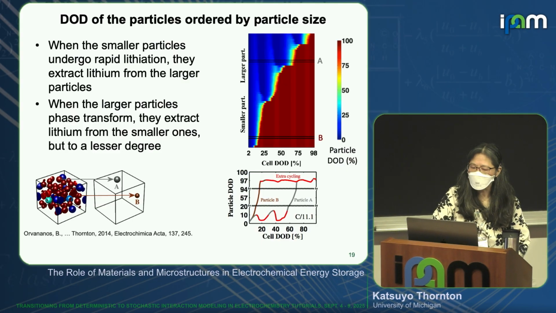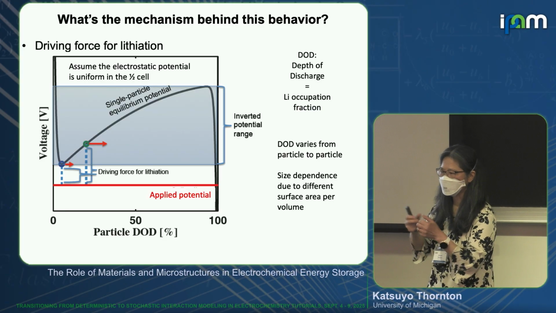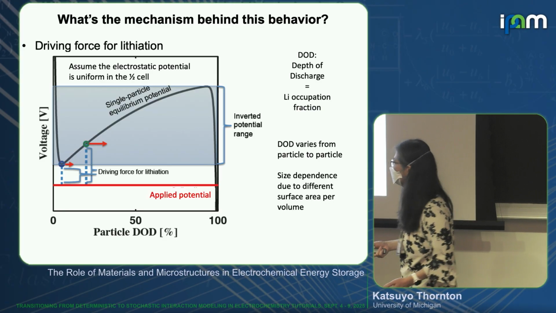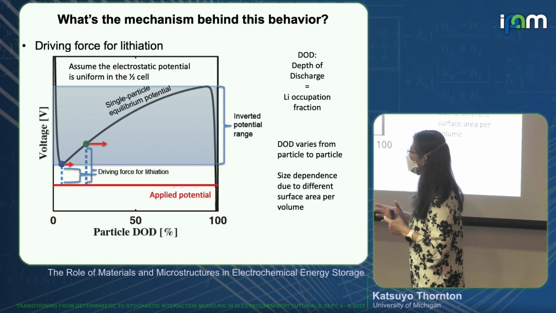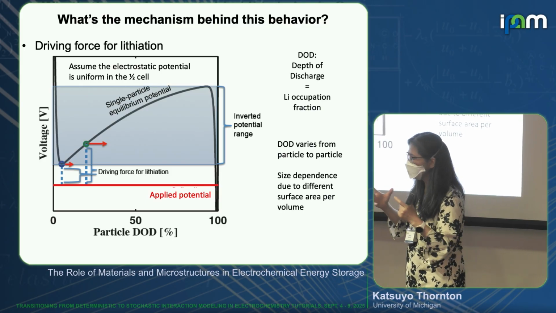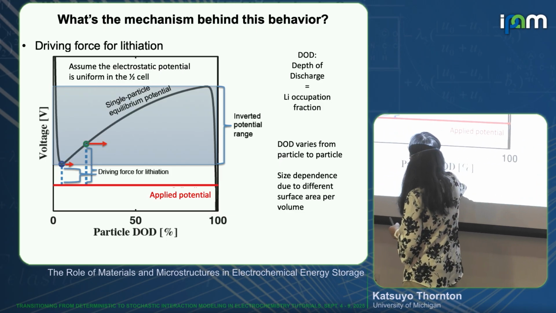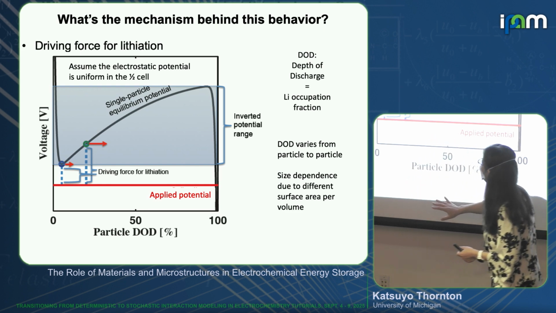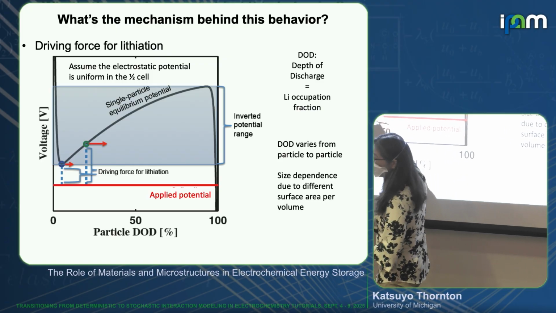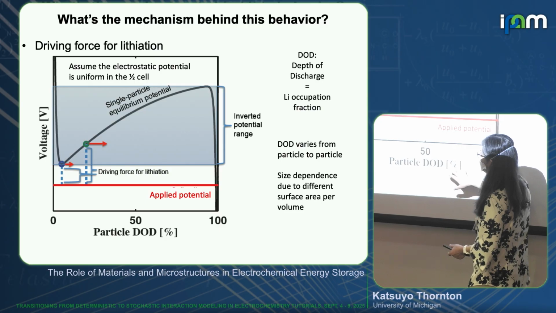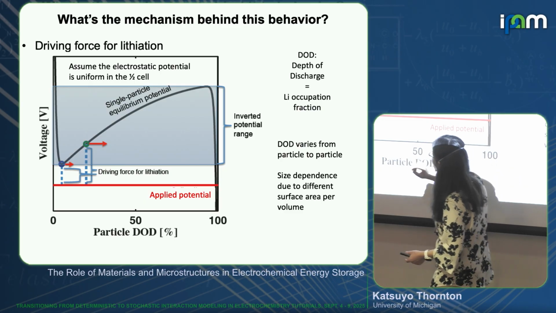So why does this happen? There are some important things that could impact this, like it could cause fatigue in those particles because they are like elastic material. They are expanding and shrinking during this process. So what is happening? First, I have to tell you a little bit about how to read this diagram. This is the voltage as a function of particle DOD, so the lithium concentration.